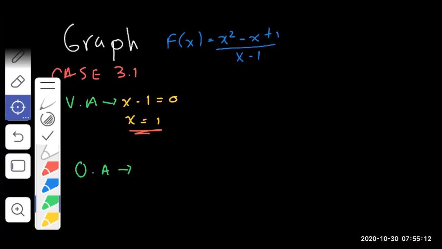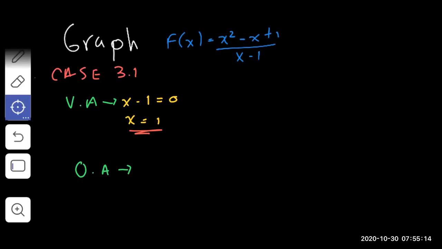Notice something, guys. How do I find the oblique asymptote? Can someone tell me how I find that out, guys? Using long division. Excellent. Dividing this numerator over this denominator by long division.